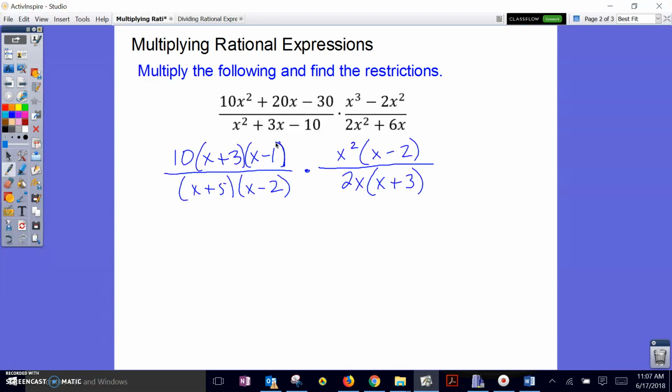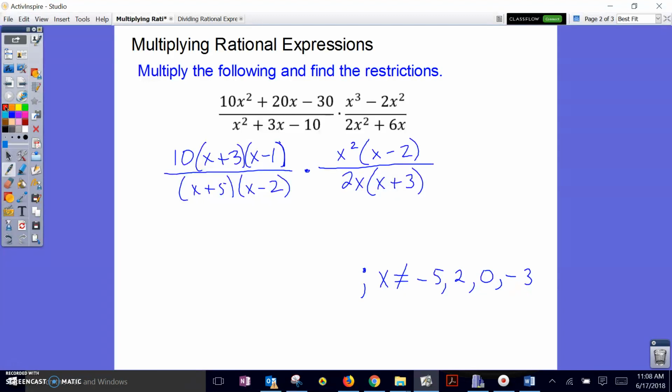Before I cancel the common factors, I'm going to identify the restrictions. We have restrictions from every piece of the denominators because that's where we can have division by 0. And so my restrictions: x can't be equal to negative 5, which would make x plus 5 equal to 0. Positive 2 would make x minus 2 equal to 0. 0 would make 2x equal to 0, and negative 3 would make x plus 3 equal to 0. So those are all of my restrictions.